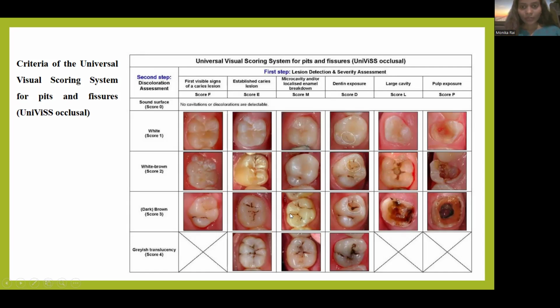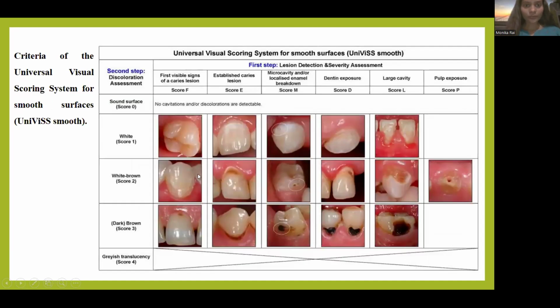Here microcavity and enamel breakdown can be seen. Here dentine exposure can be seen. Here large cavity can be seen, and pulp involvement. Gray translucency, established caries, microcavity, and dentine exposure.